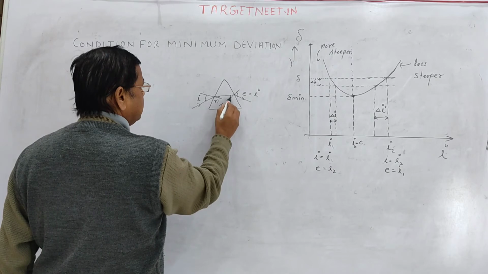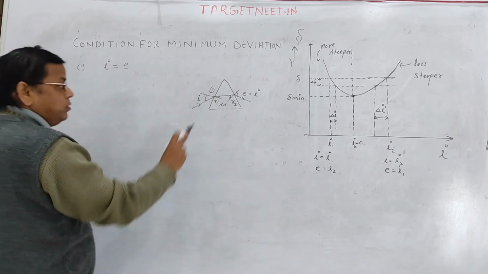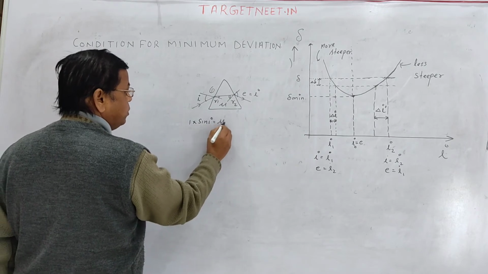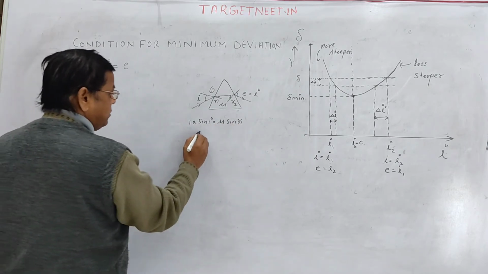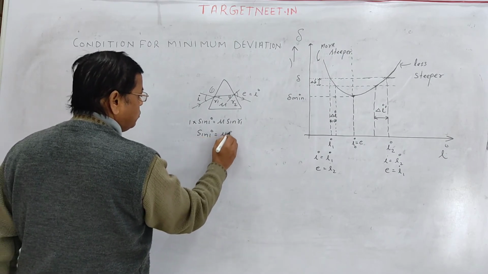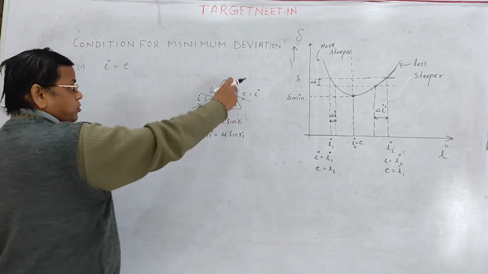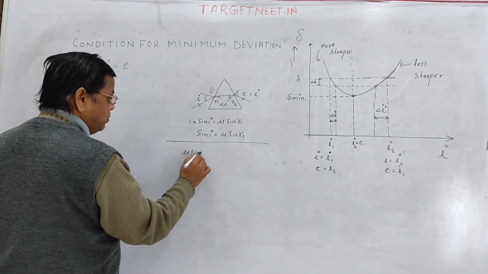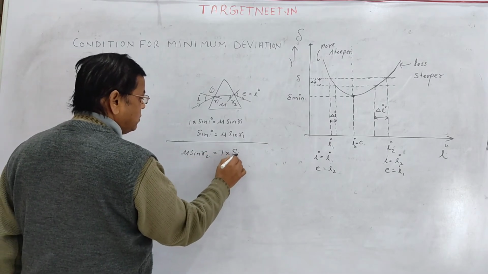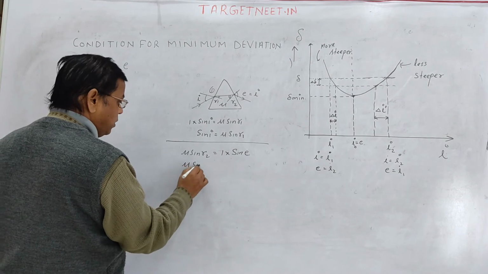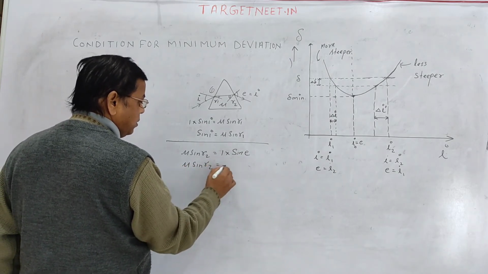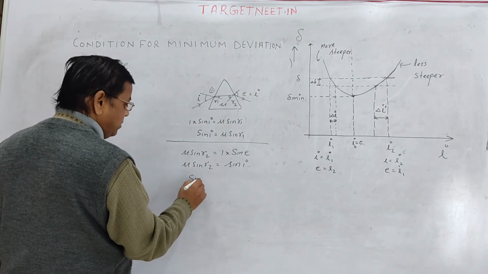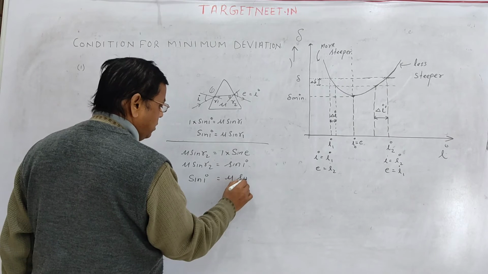This is angle R1, this is angle R2. So if I use Snell's law here at point 1, what do I have to write? 1 into sine I is equal to mu into sine R1. It means sine I is equal to mu sine R1. Now if I use Snell's law here, then I have to write: mu sine R2 is equal to 1 sine E, and in place of E we can write I because E is equal to I. So sine I is equal to mu sine R2.